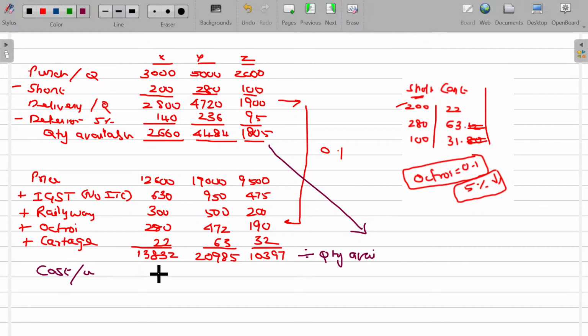So 2660 is the denominator value for X. 13,832 is the numerator value. Then the final value here will be 5 rupees 20. Here 4 rupees 68. Here 5 rupees 76. Hope now you'll be able to understand this one.